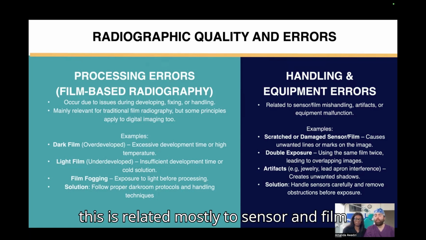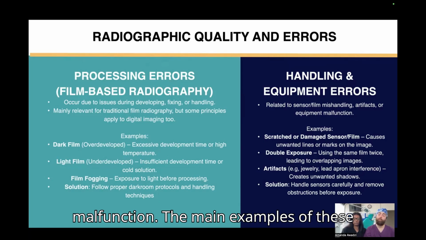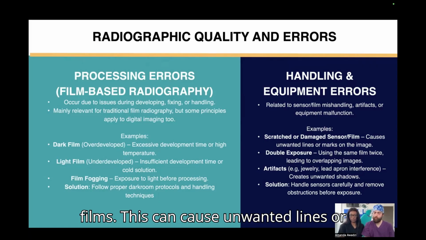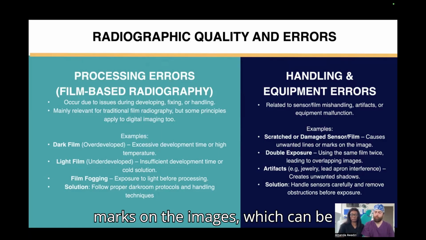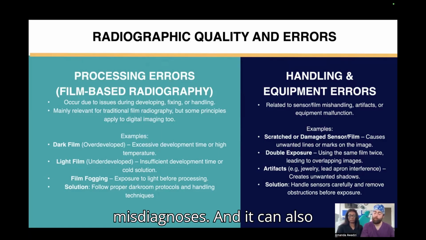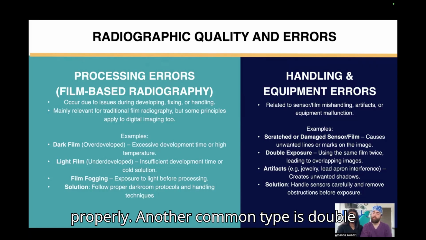So I'm going to talk about handling and equipment errors as well. This is related mostly to sensor and film mishandling and artifacts or equipment malfunction. The main examples of these are scratched or damaged sensors or films. This can cause unwanted lines or marks on the images, which can be artifacts, which might cause misdiagnoses, and it can also interfere with your own diagnosis if it's blocking an area you need to see properly.